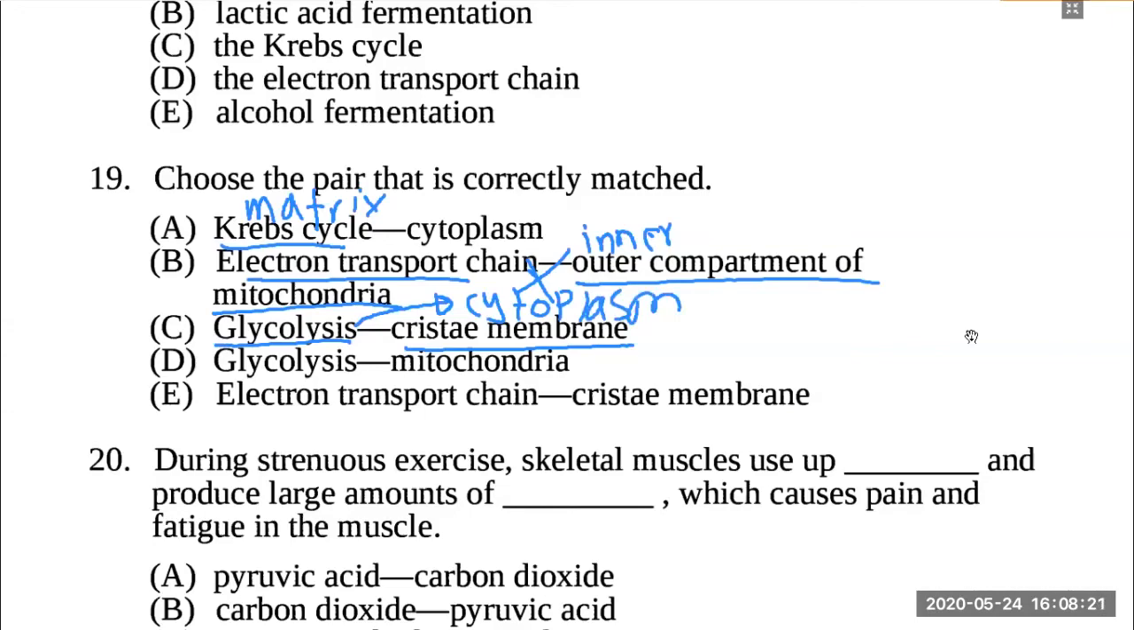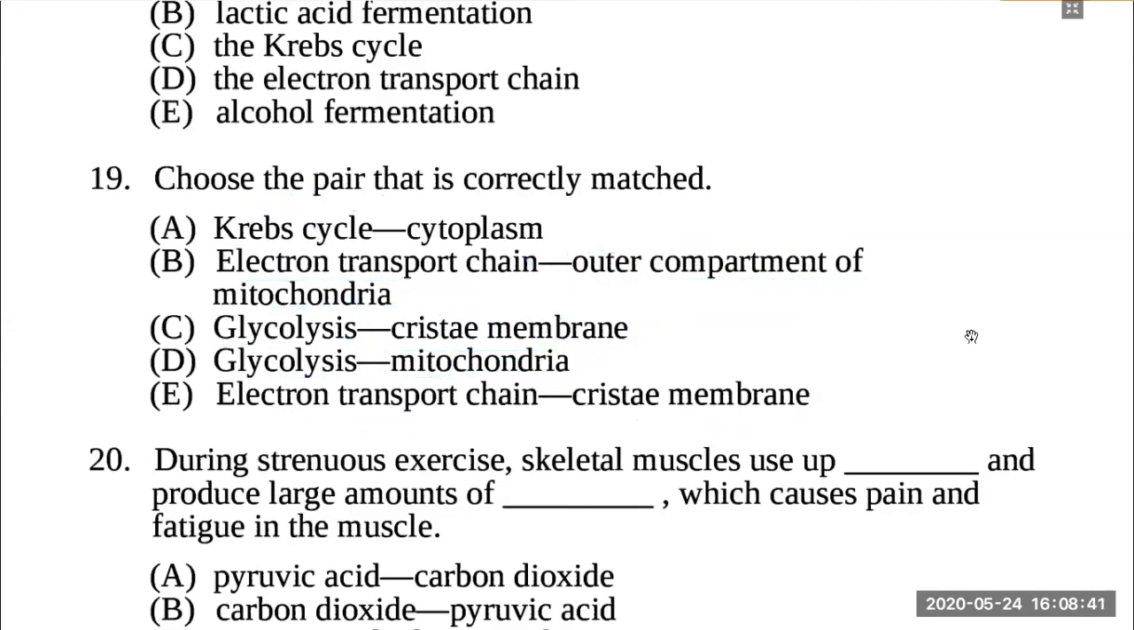As we know, the electron transport chain takes place in the cristae membrane. Glycolysis and mitochondria are also not true. They are completely opposite of each other. Electron transport chain and cristae membrane, yes, that's the answer for the question. As we know, the electron transport chain takes place in the cristae membrane, or we can say the inner membrane of mitochondria.